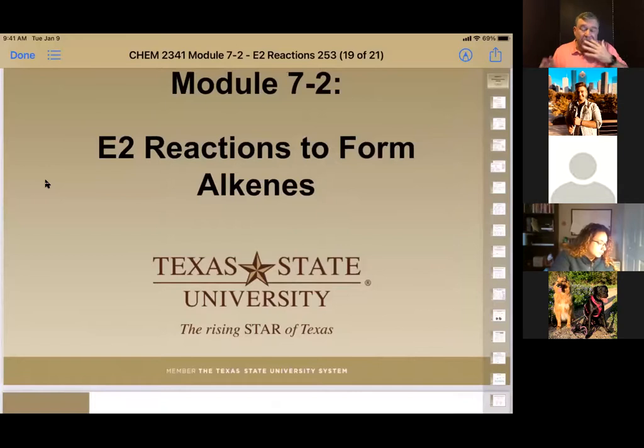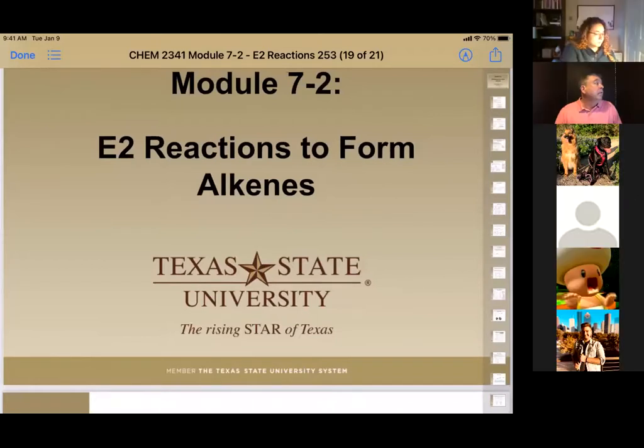Okay, so the E1 mechanism is all about forming a carbocation and then picking the beta hydrogen, the hydrogen one carbon over, that gives us the most stable alkene form, our most substituted alkene form whenever possible, okay? Now, our E2 reaction is going to be a little different. Although it's going to try to do that, we can actually make it not get the most stable alkene out of it. So we're going to talk about that and compare and contrast that.